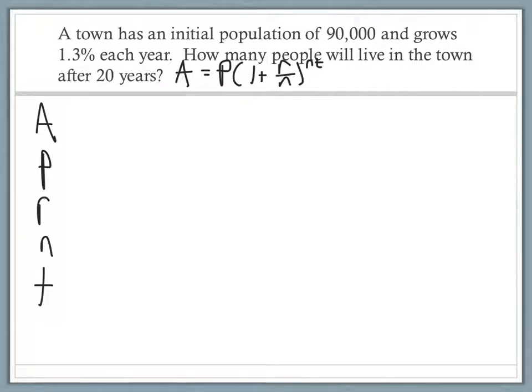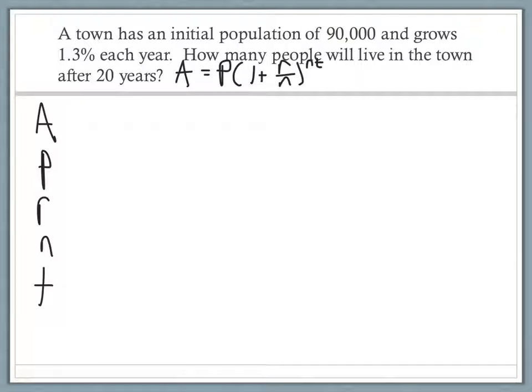Okay, so a town has an initial population of 90,000 and grows 1.3% each year. How many people will live in the town after 20 years? So I wrote up the equation that we'll use up top. I also like to write the A, P, R, N, and T on the side just so that we can start filling in what we know.